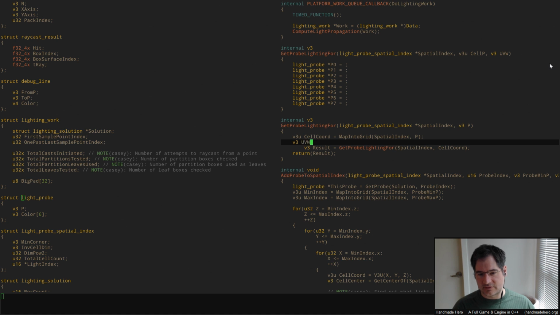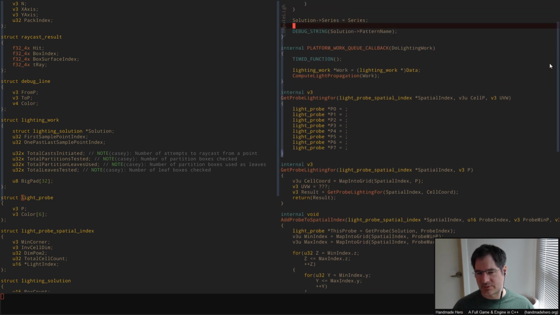And so this here would need to be computed, and it probably wants to be computed as part of this, right? So I'm guessing that this map into grid would probably be something we'll have to write out that returns both of them, but we'll see what happens in a second.